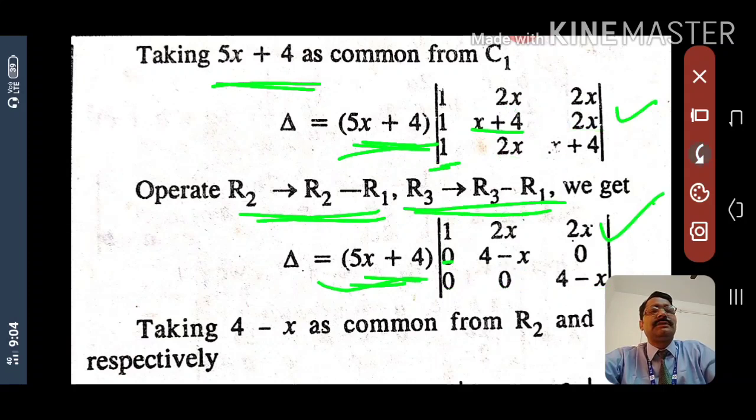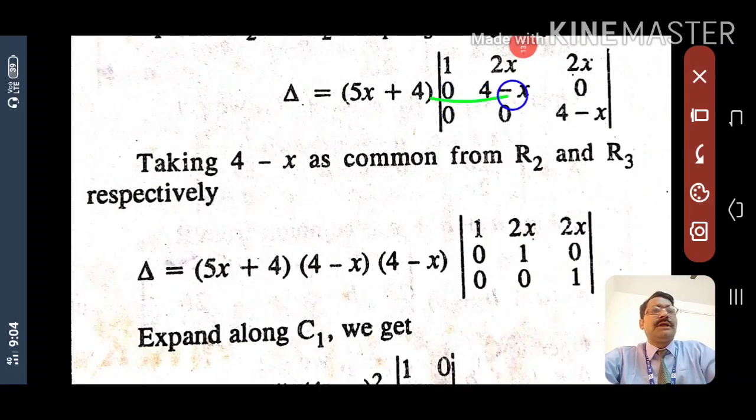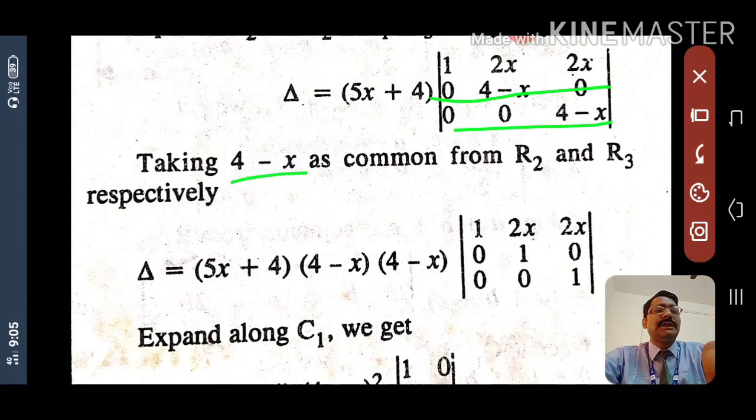Hope you understand all of this. Now check the second row and the third row. You can check what is common here. The common factor is 4 minus x, because 0 is a multiple of every number, so you can write any number there. So take 4 minus x common from r2 and r3. When you take it common, 4 minus x is common, and we have 4 minus x two times common. Now what about the first row? The first row has no change, we write it as it is. The second and third rows change, so we get this determinant.